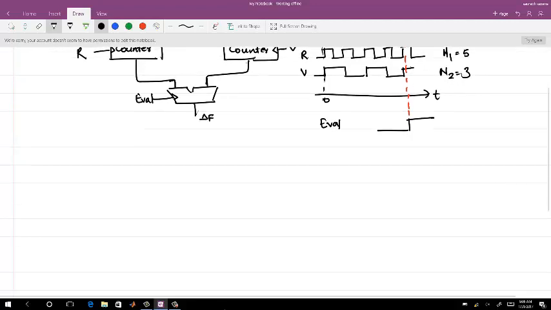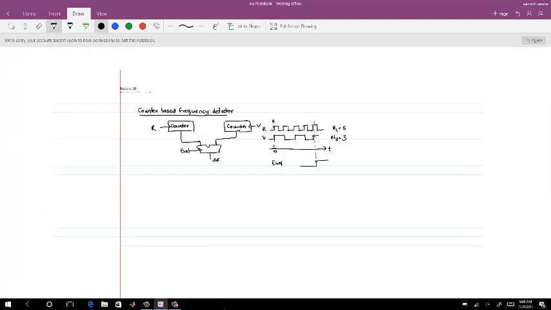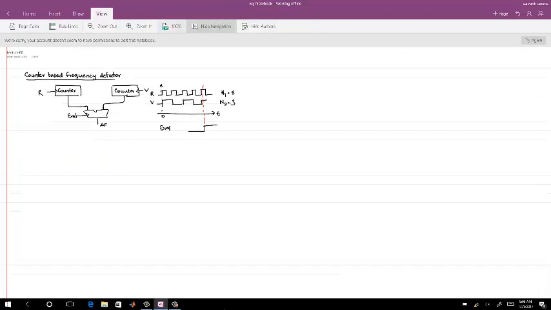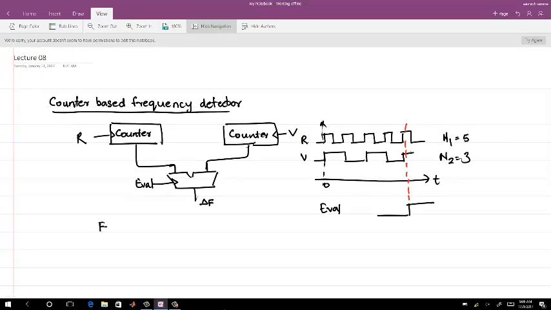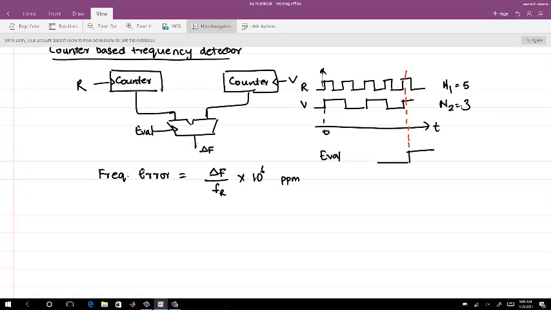These frequency errors are normally measured in ppm, which is delta f by fr times 10 power 6, parts per million. So what a frequency detector block means, if I am using this kind of frequency detector, is that I will try to bring the frequency error within, let's say, 1000 or 10,000 parts per million from a very large error, and then my phase error detector or phase frequency detector loop will take over.